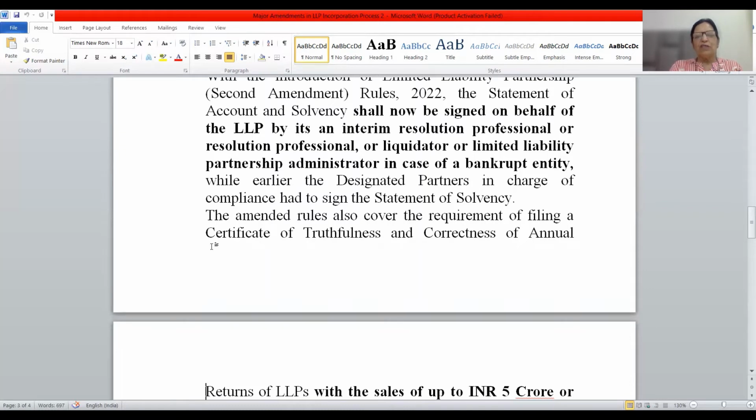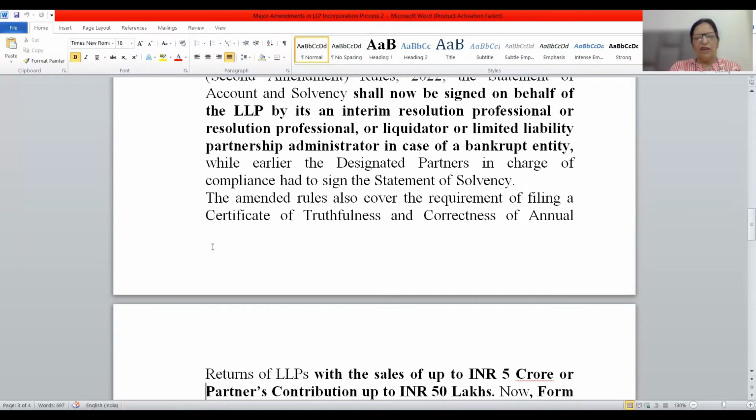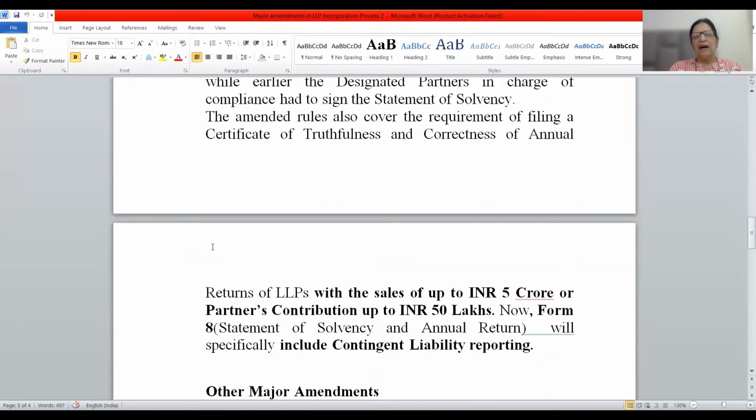The amended rules also cover the requirement of filing a certificate of truthfulness and correctness of annual return of LLP with sales up to rupees 5 crore or partners' contribution up to rupees 50 lakhs. Earlier, this limit was 60 lakhs sales turnover and partner contribution up to 25 lakhs. So friends, this is also a change which has taken place.